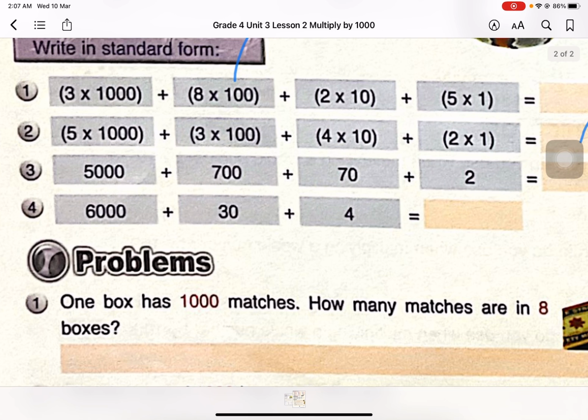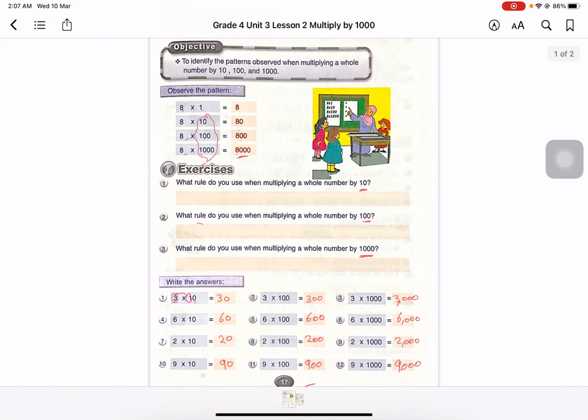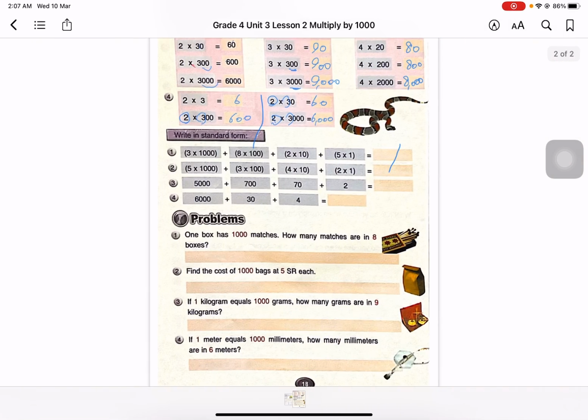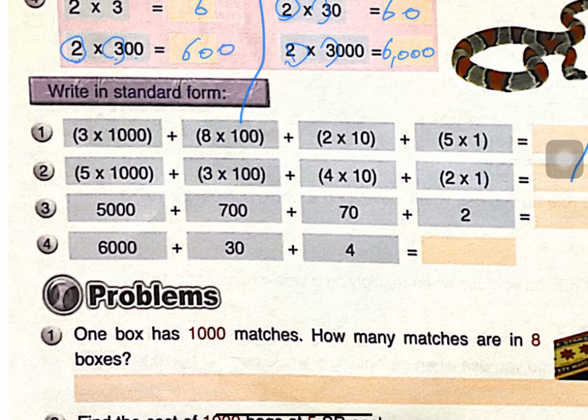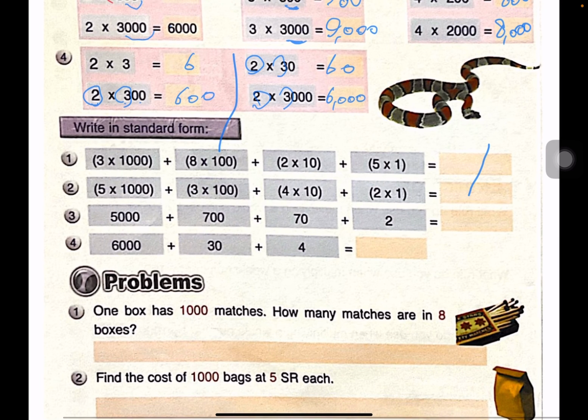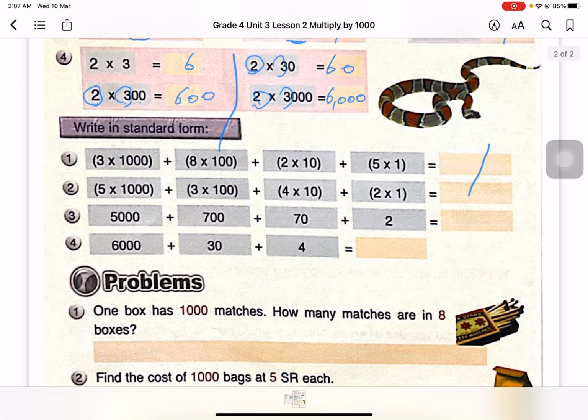Look here, they said write the standard form. They said 3 by 1000, then 8 by 100, 2 by 10, 5 by 1. And they wrote the expanded form for you, and they want the standard form for this.